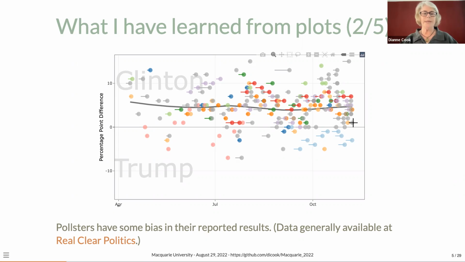So the plot here is a timeline leading up to the 2016 election, running from April up to November. And then vertically, we have the percentage point difference between the two candidates in that year, Clinton and Trump. And each dot corresponds to a poll that was taken by different pollsters.